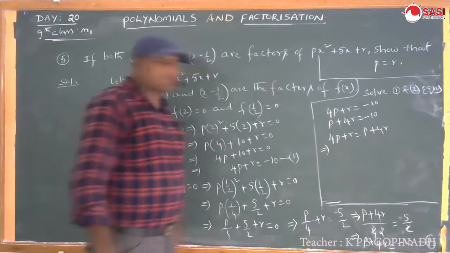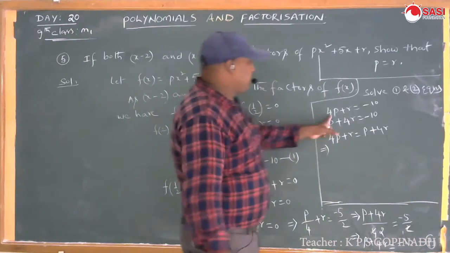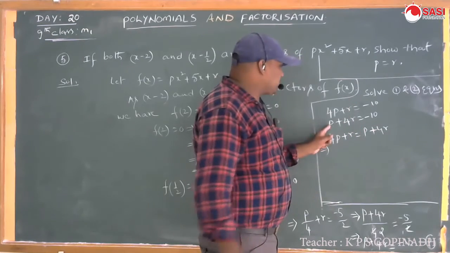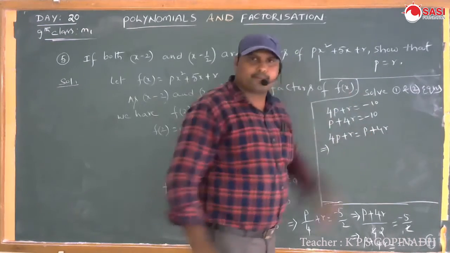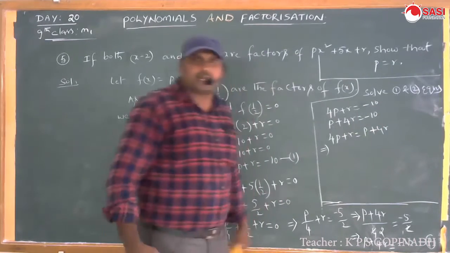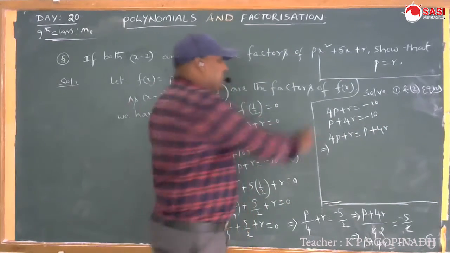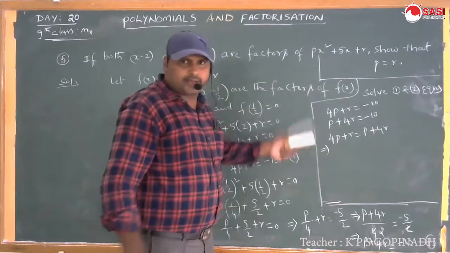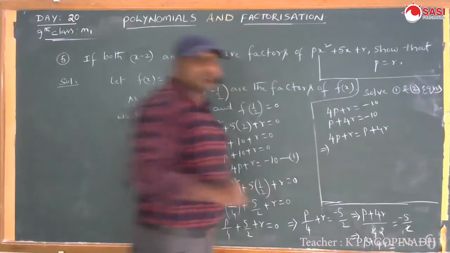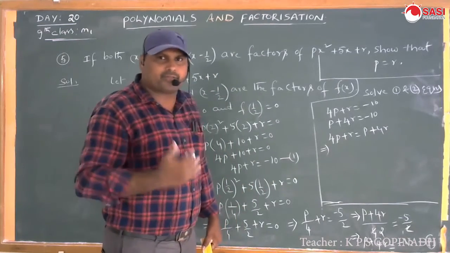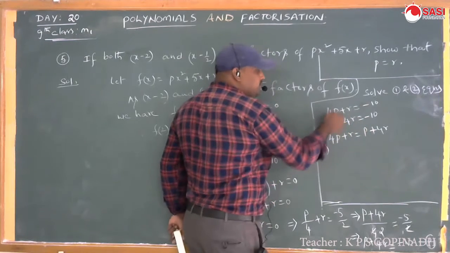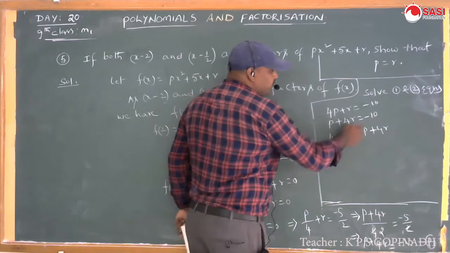Shall I write like this? Because of the first equation, 4p plus r is equal to minus 10. Second equation, p plus 4r is equal to minus 10. So, comparing these two equations, the right side parts are equal, minus 10, minus 10. So, are the left side parts equal or not? Yes. Automatically, while comparing the two equations, since the right side parts are equal, the left side parts are also equal, because the value is minus 10 in this case. That's why these two are equal: 4p plus r is equal to p plus 4r.